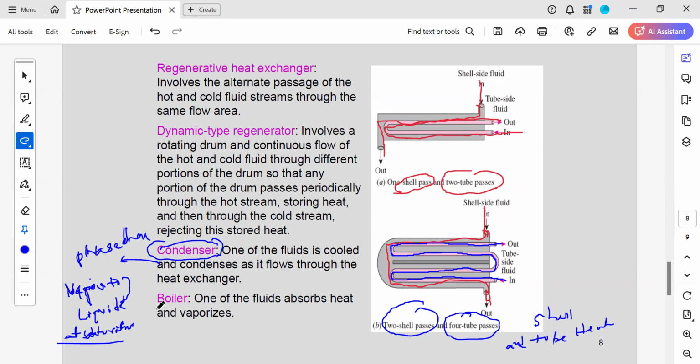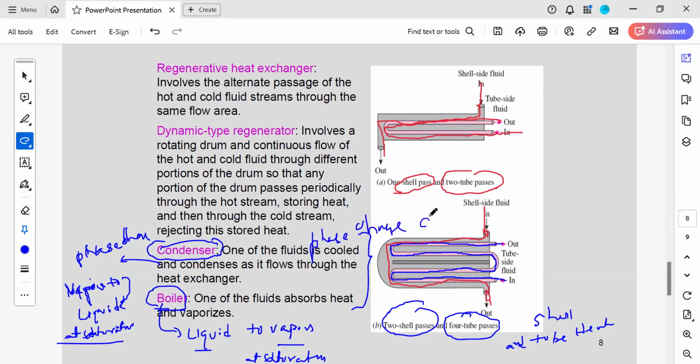Similarly, a boiler is also a special type of heat exchanger where phase change happens from liquid to vapor. Whenever saturated liquid comes in contact with a surface maintained at high temperature, boiling will be happening. That means phase change from liquid to vapor, which is called the boiling process. Generally it happens at saturation temperature or more than saturation temperature. So it is a special type of heat exchanger where phase change is involved.